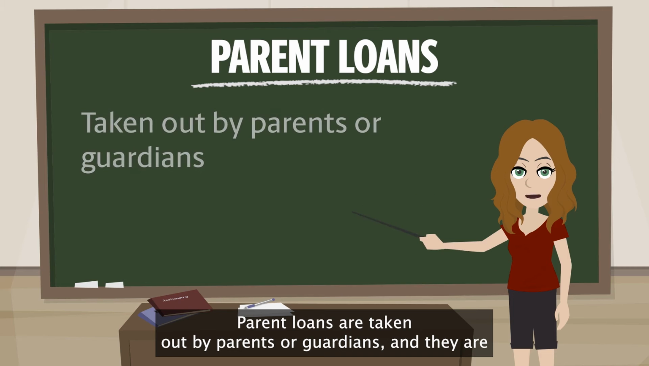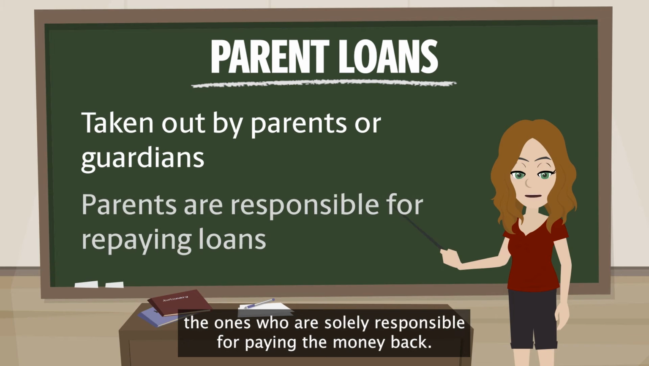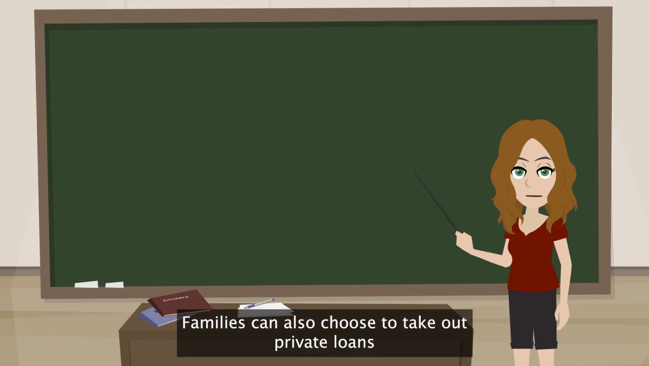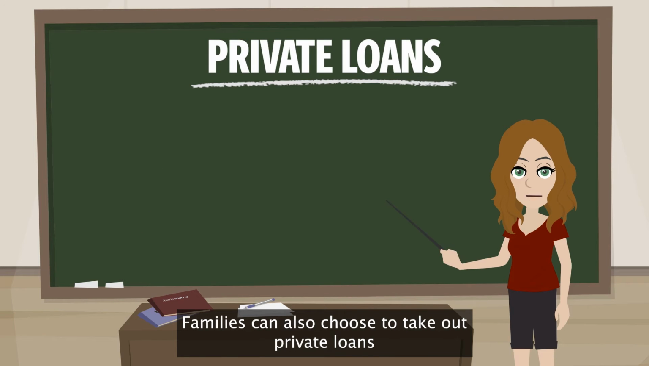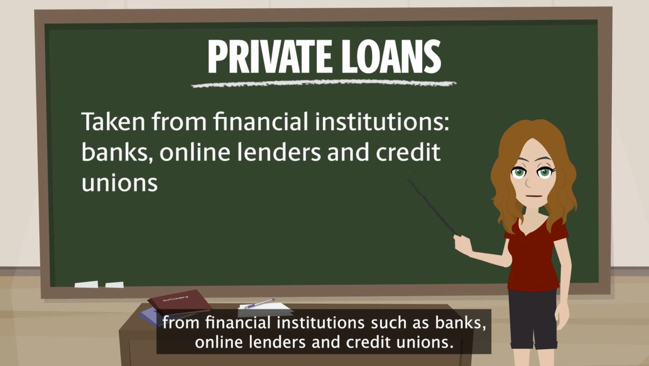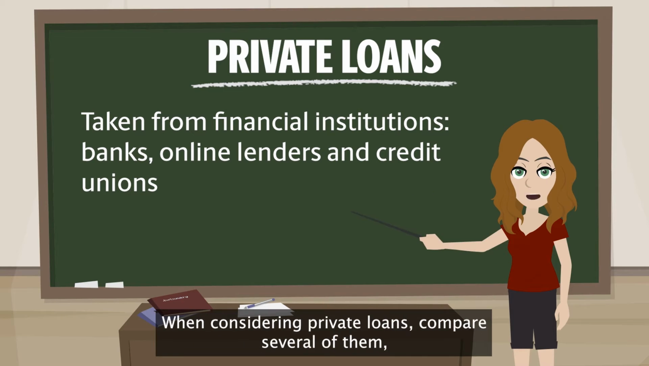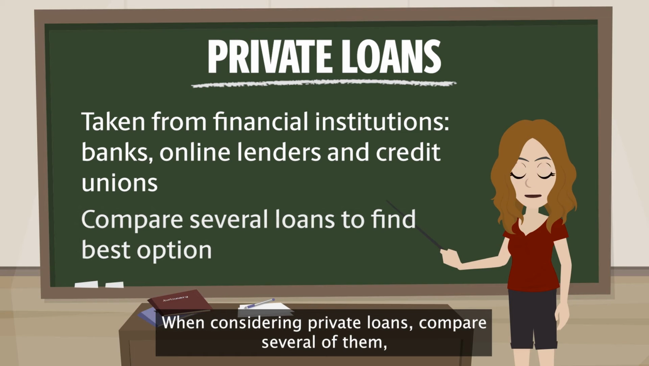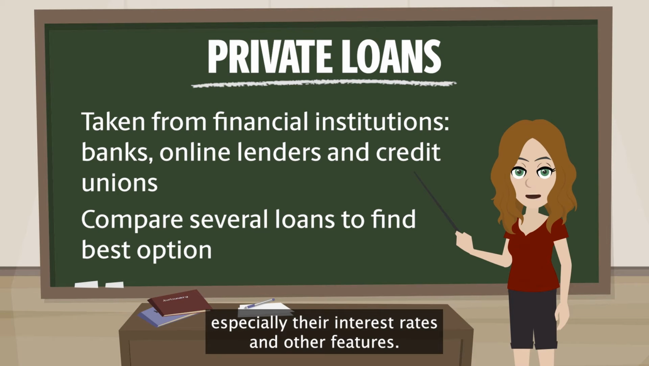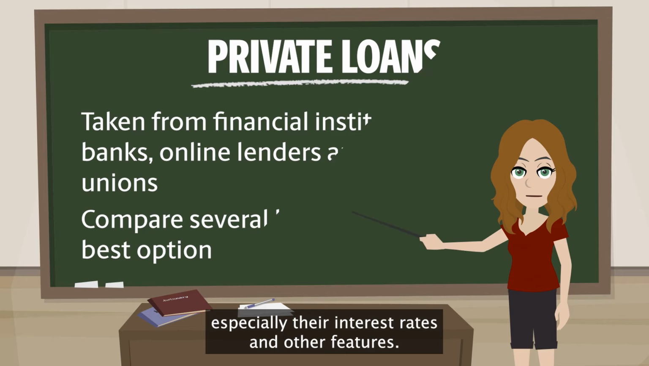Parent loans are taken out by parents or guardians, and they are the ones who are solely responsible for paying the money back. Families can also choose to take out private loans from financial institutions such as banks, online lenders, and credit unions. When considering private loans, compare several of them, especially their interest rates and other features.